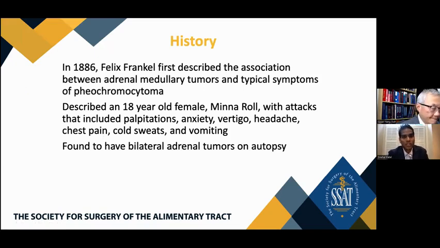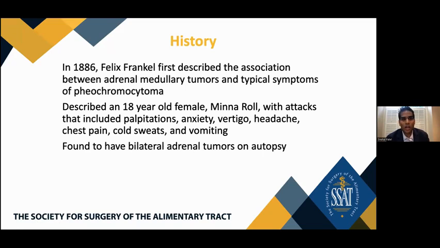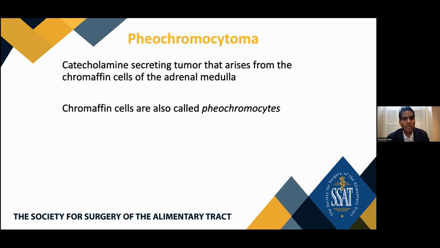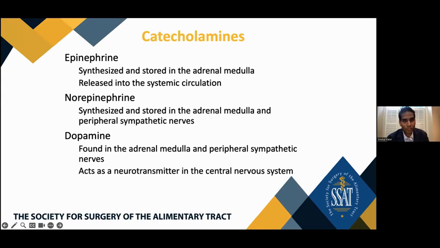It was first described by Felix Frankel in 1886, who made the association between adrenal medullary tumors and the typical symptoms of a PHEO. In that, he described an 18-year-old female with the classic attacks of palpitations, anxiety, headaches, chest pain, cold sweats, and found bilateral adrenal tumors on autopsy. And so these are catecholamine-secreting tumors that arise from the chromaffin cells of the adrenal medulla. And it's the chromaffin cells that are actually called pheochromocytes.